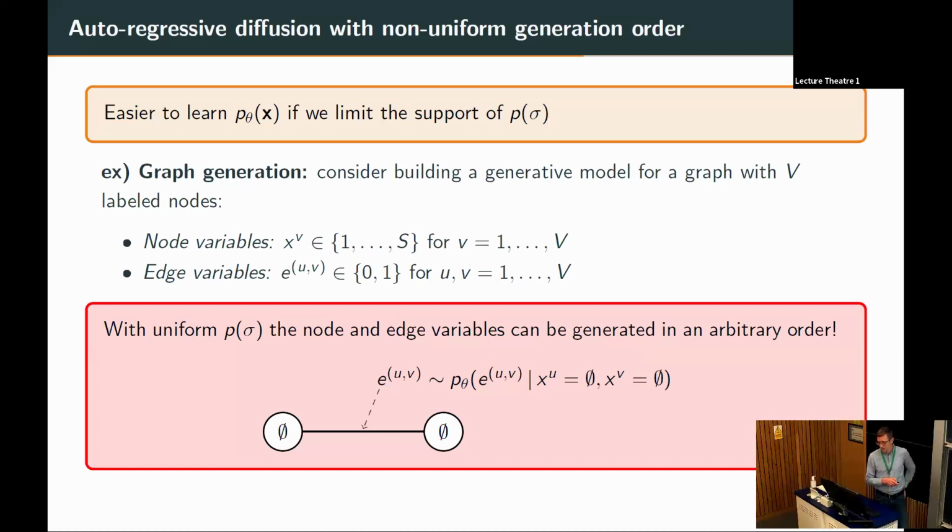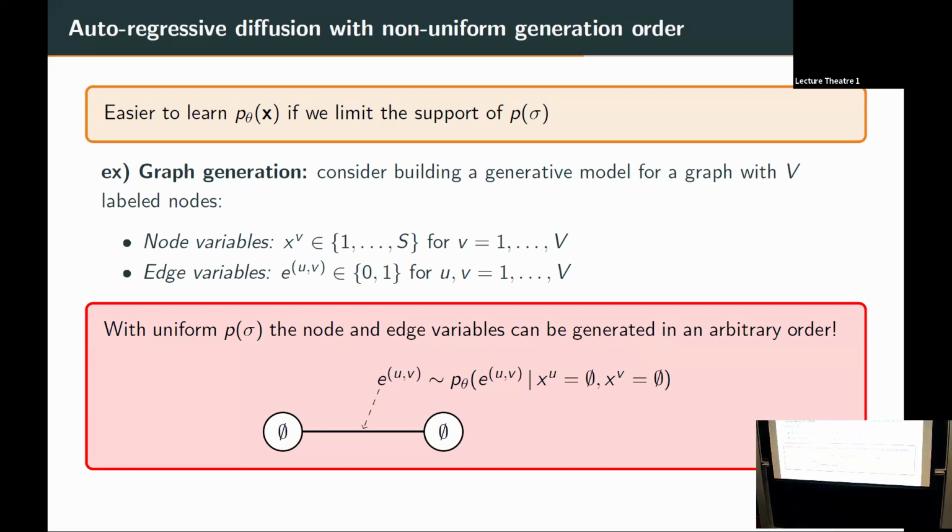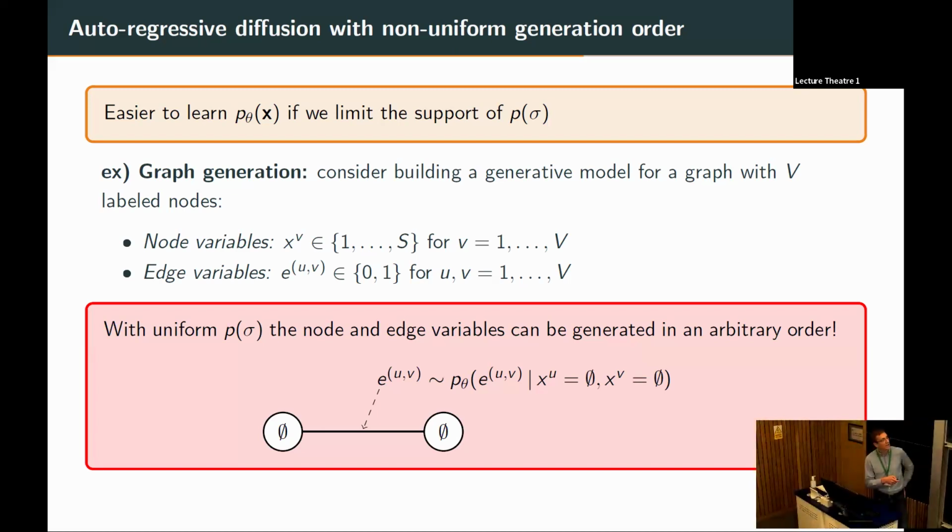To hopefully give you some intuition for that, if we want to generate a graph, we now have both node variables and edge variables here. It's a labeled graph, so each node variable can take a discrete label. And then we have edge variables, which, since we want to generate the graph, we don't know if there should be an edge between any pair of variables. So these are essentially binary variables, which tell us whether there should be an edge between nodes u and v.